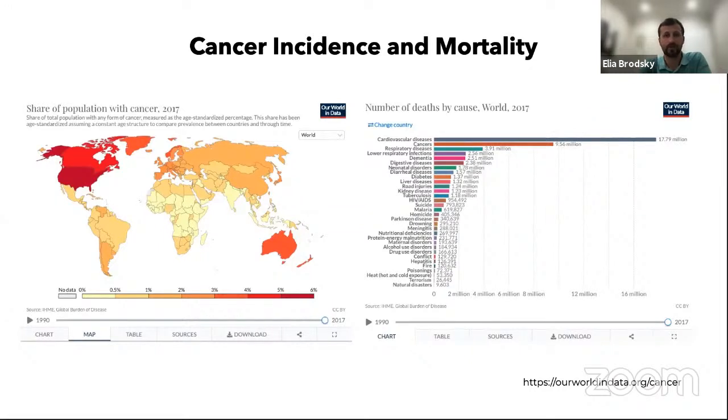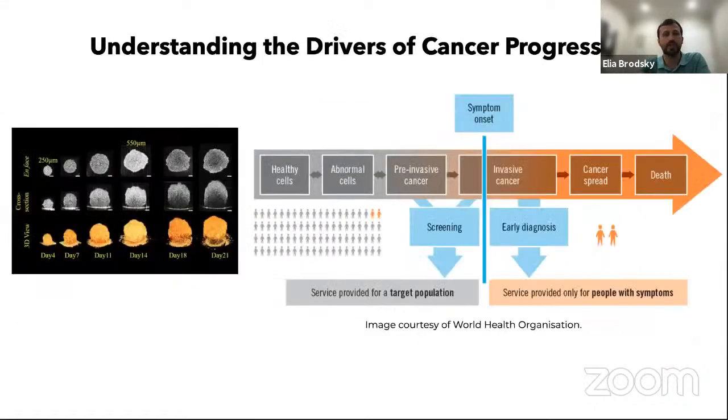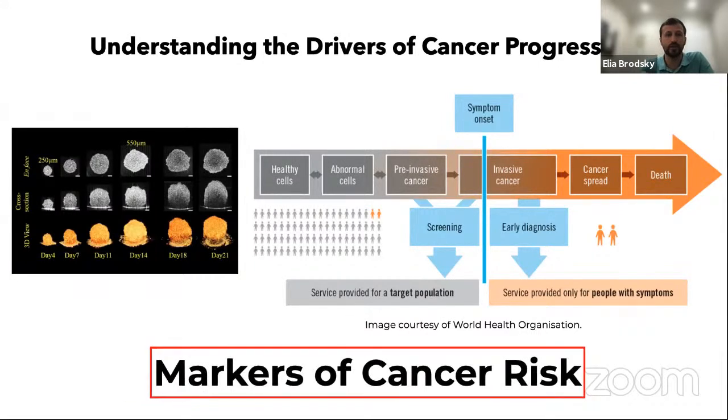And so it's very important for us to recognize this trend and to understand what are some of the ways that we could effectively address this growing problem that is going to require much more investment in new technologies to address these pressing needs. For example, when we think about cancer, we need to understand what are the drivers of cancer progression, what are the risks associated with developing cancer, and therefore develop screening and early diagnostic tools to develop an understanding of what are the markers of cancer risk and progression.